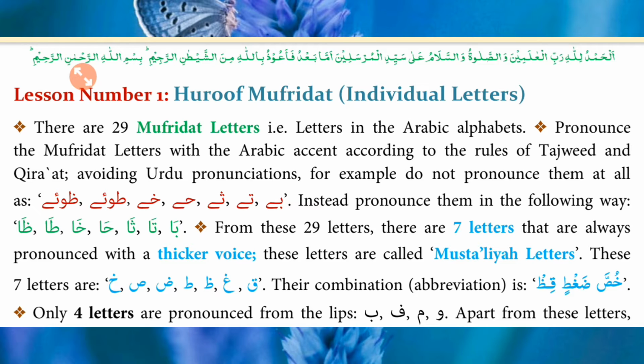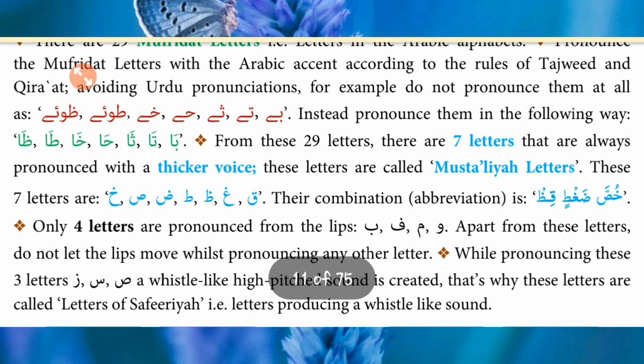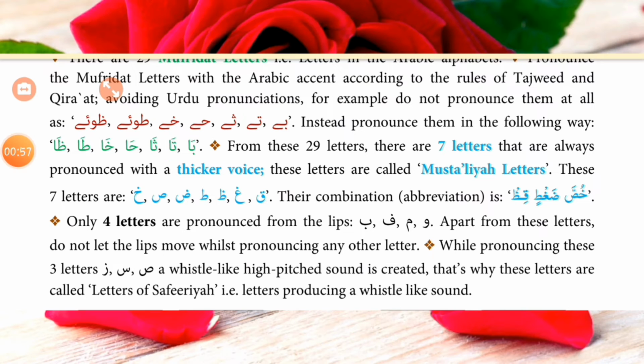In English, there are more than 29 alphabets: A, B, C, D. These are single letters. In the same way, in Arabic, there are 29 letters, and these single letters are called Huruf-e-Mufridat. Okay? So, from these 29, there are 7 letters.